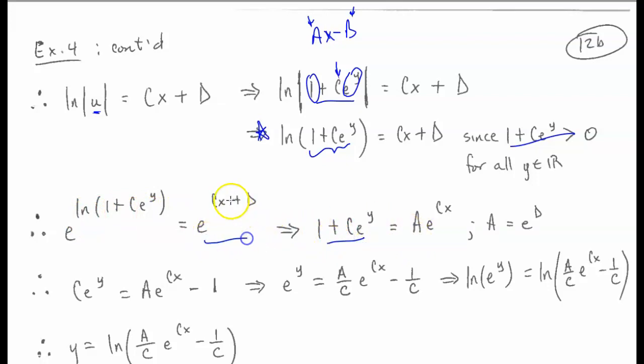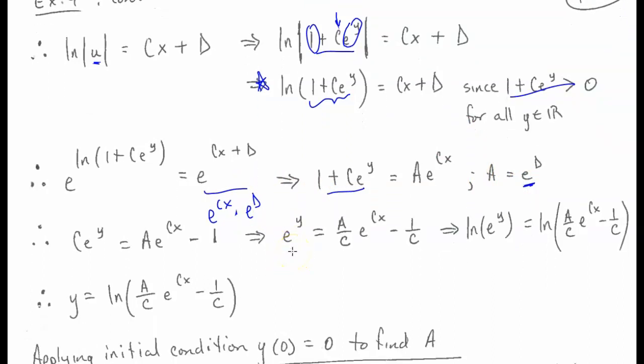And over here, we can use our exponential rules to say that we can break this up as e raised to the cx times e raised to the d, where e raised to the d is just some constant. And then from that point, it's just doing a bunch of algebra to manipulate this equation to solve for y. You can follow along with what I've done here to do that. But our general solution ends up looking like this.